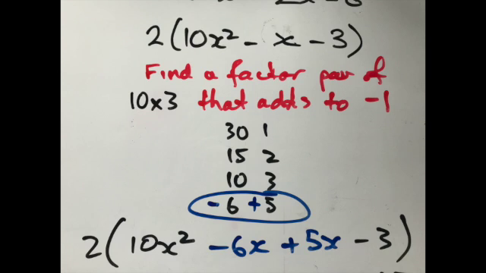So now I write my front term and my end term, and instead of writing the middle term of minus x, I replace it with the minus 6x plus 5x, which of course both add together to give you minus x anyway. So I haven't changed the value of the expression. The multiplying 2 is just hanging around out the front. Alright, on to the next bit.